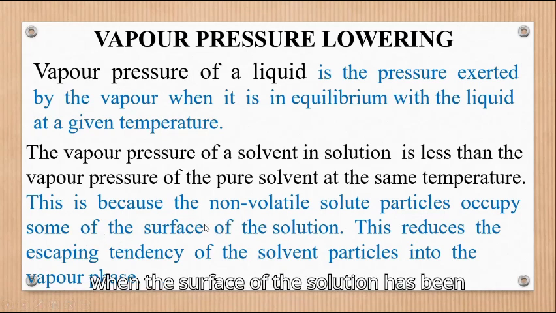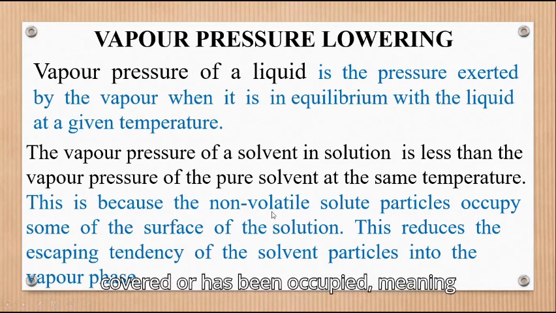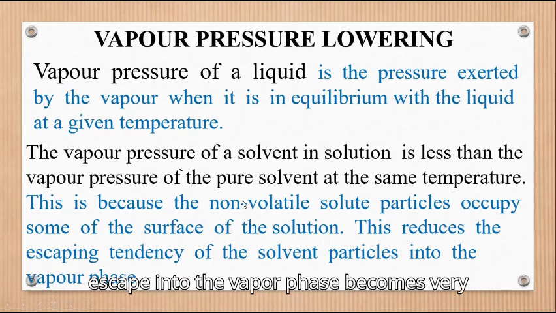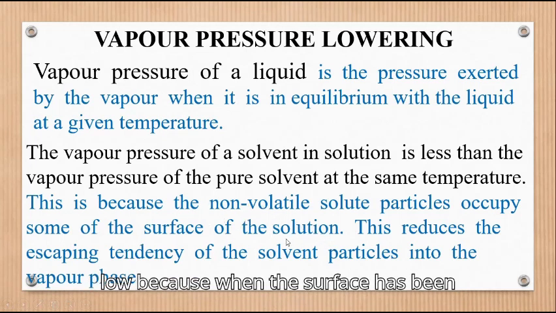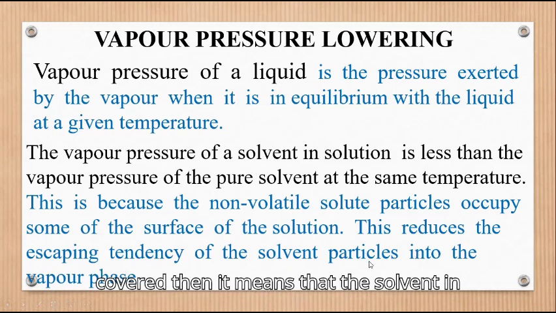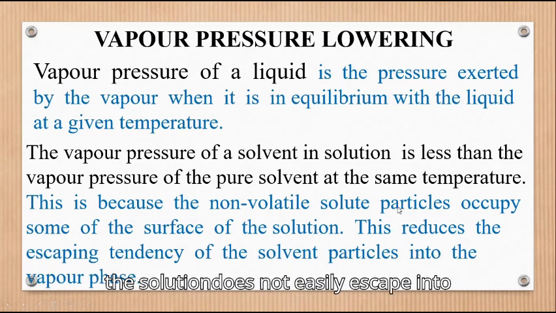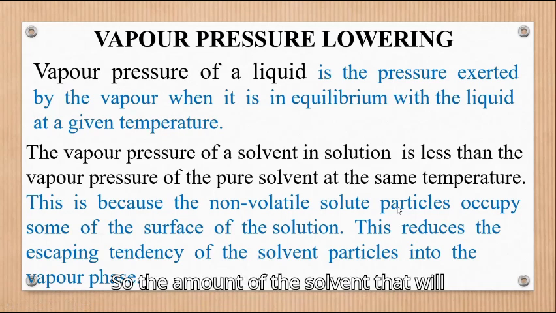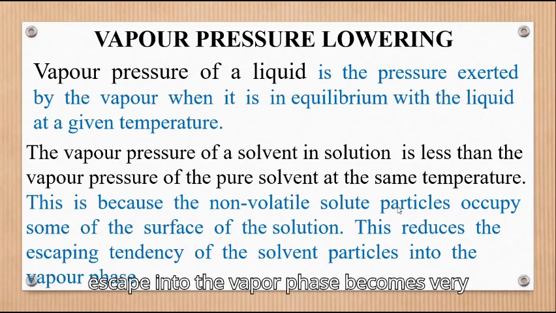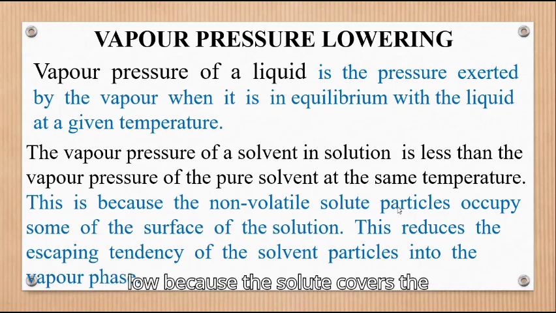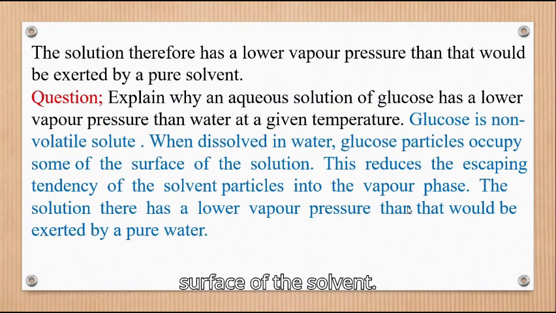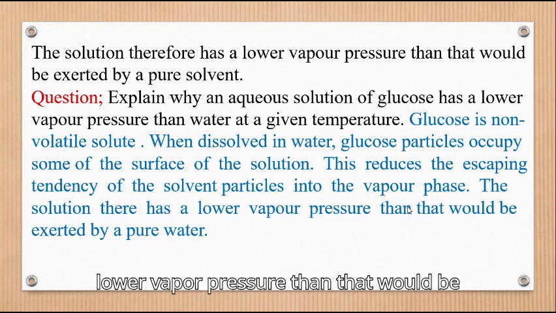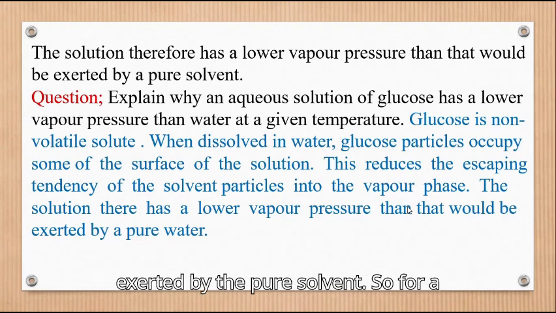Now when the surface of the solution has been occupied, it means that the tendency of the solvent to escape into the vapor phase becomes very low, because when the surface has been covered, the solvent in the solution does not easily escape into the vapor phase even if heat is applied. So the amount of the solvent that will escape into the vapor phase becomes very low because the solute covers the surface of the solvent. The solution therefore has a lower vapor pressure than that exerted by the pure solvent.